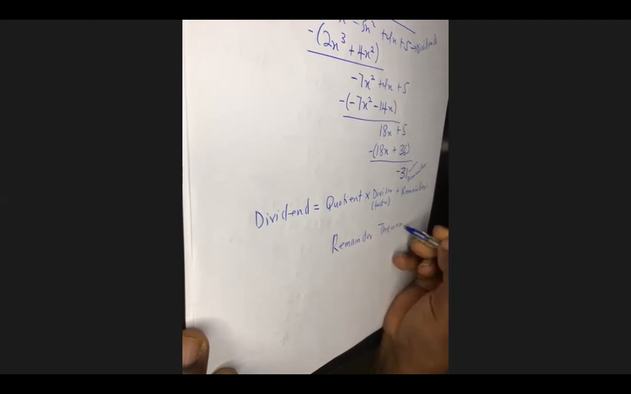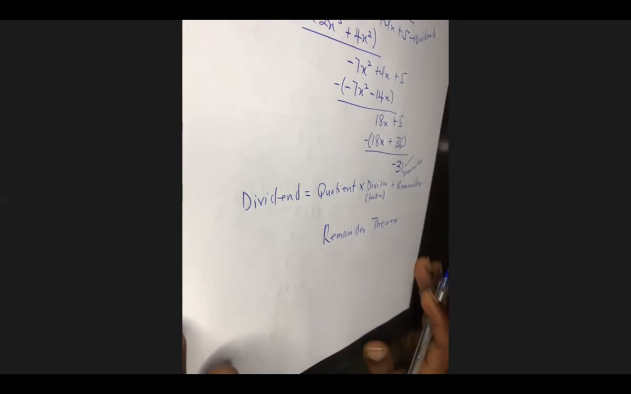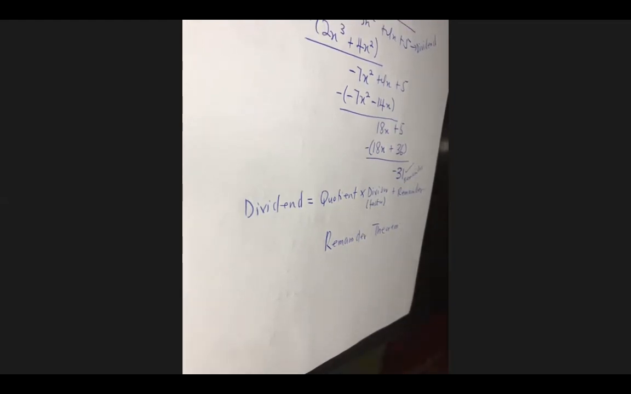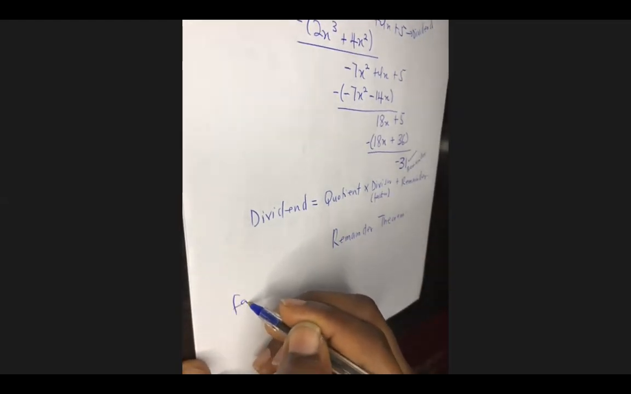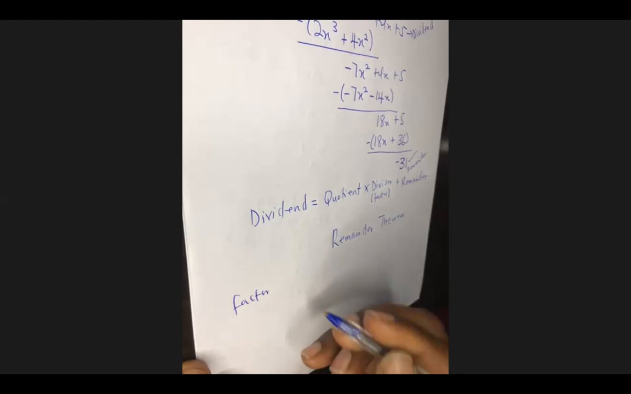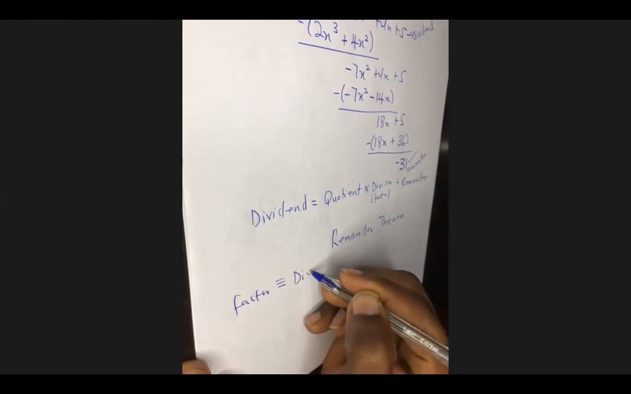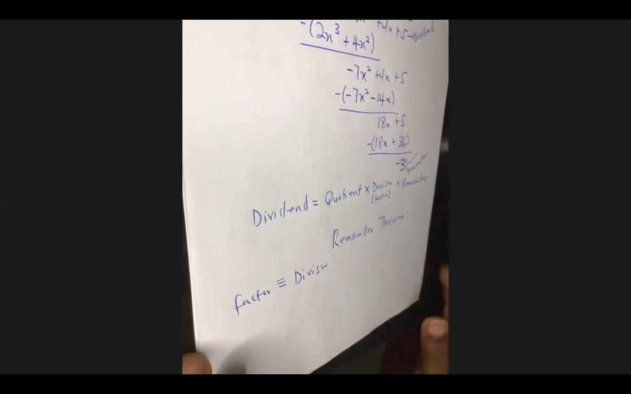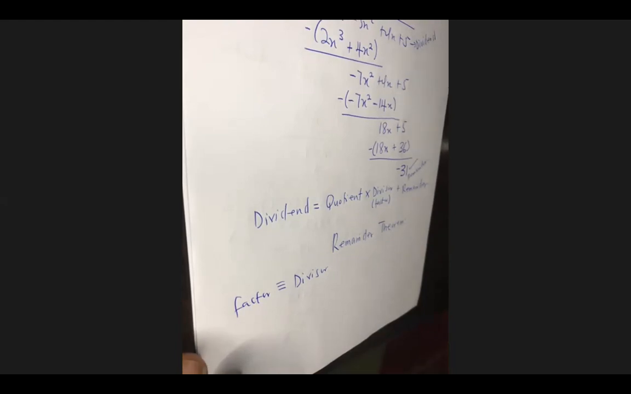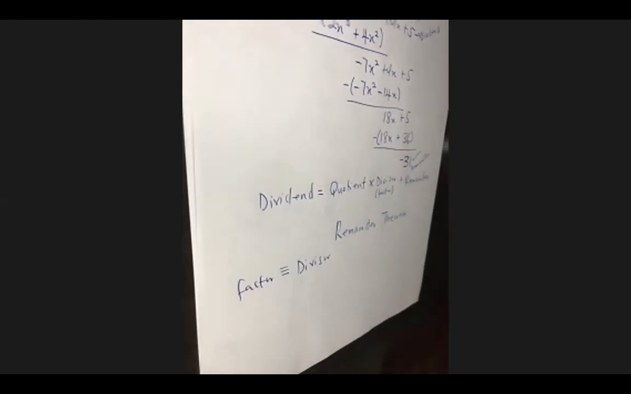Remainder theorem. So with the remainder theorem, what we need is the factor. Now the factor is the same as the divisor. So in the remainder theorem, we need a factor. It's the same as the divisor. So in the question, it says find the remainder when 2x cubed minus 3x squared plus 4x plus 5 is divided by x plus 2. So now our factor is the x plus 2.